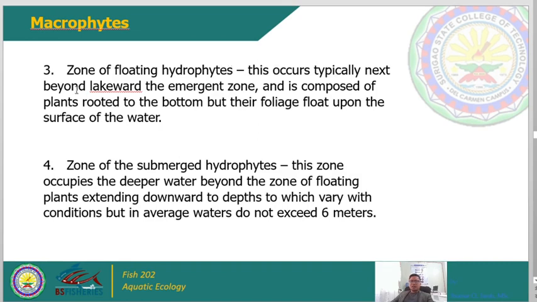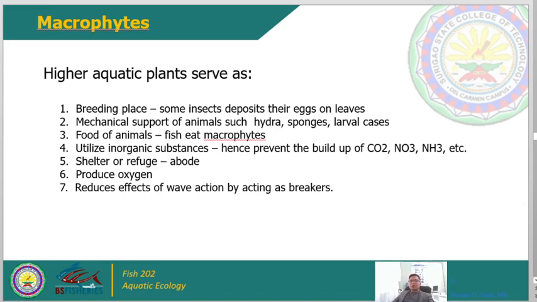This occurs typically next beyond the lakeward and the emergent zone, and is composed of plants rooted to the bottom, but their foliage floats upon the surface of the water. Zone of submerged hydrophytes. This zone occupies the deeper water beyond the zone of floating plants, extending downward to a depth which varies with the conditions, but on average does not exceed 6 meters. So basically, these are the plants located in the littoral zones, no? Limnetic zones.